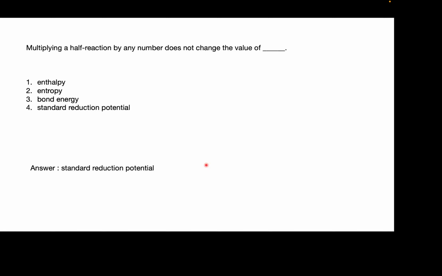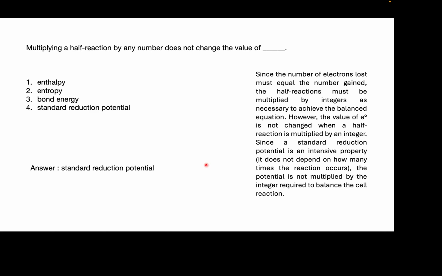So out of these, enthalpy, entropy, bond energy and standard reduction potential, standard reduction potential is the one which is an intensive property. Okay, so what exactly is an intensive property? Since the number of electrons lost must equal the number gained, the half reactions must be multiplied by integers as necessary to achieve the balanced equation.